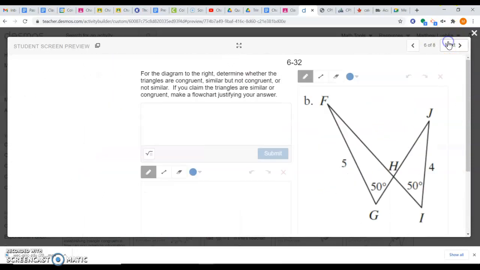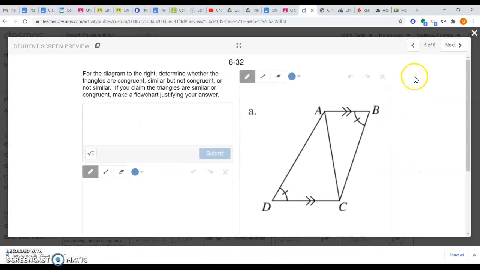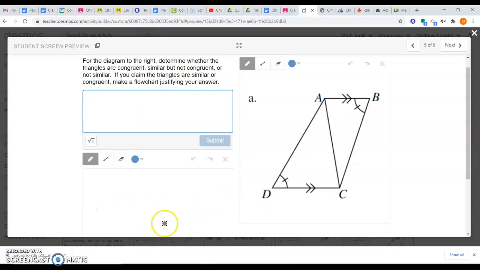All right, in the last slides here, 5, 6, 7, and then 8's a little different, but for 5, 6, and 7, you're going to be doing a similar thing. You're going to determine if the diagram to the right is congruent, similar, or not similar and not congruent. If you claim the triangles are similar, or if you're claiming the triangles are congruent, you need to say these triangles are similar or these triangles are congruent, and then make a flow chart down below. If you think they are neither, then you can just say not similar and you don't need a flow chart. But to give it away, these ones are going to be either similar or congruent.